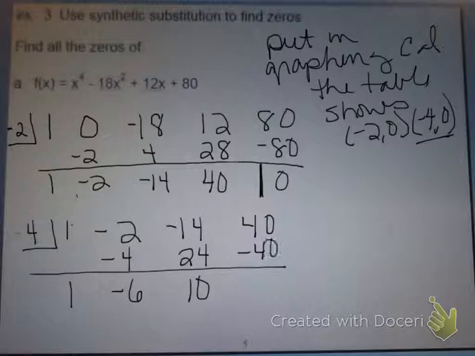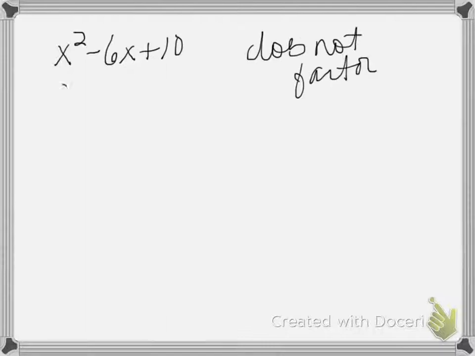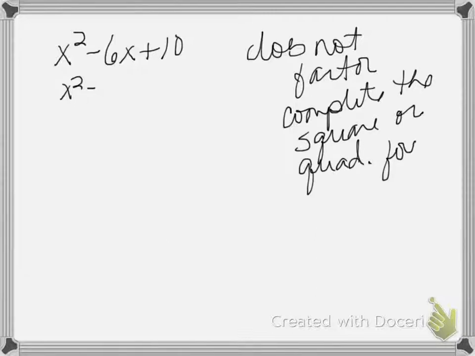Then I'm given a trinomial, x squared minus 6x plus 10. I can tell by looking at this that this does not factor. This is a trinomial that does not factor. So I have two options. I'm going to put it equal to 0. I can either complete the square, or I can do the quadratic formula. I am going to complete the square on this one.